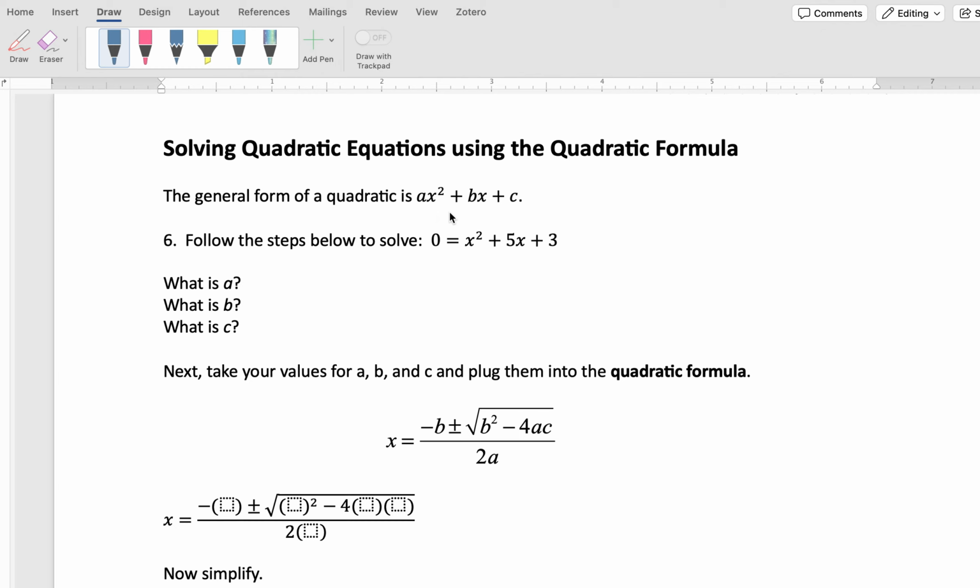When I'm using the quadratic formula, my first step is to identify a, b, and c. A is the number in front of x squared, so in this case, that's going to be 1. B is the number in front of x, so in this case that's going to be 5, and c is the number that's by itself, so that's going to be 3.